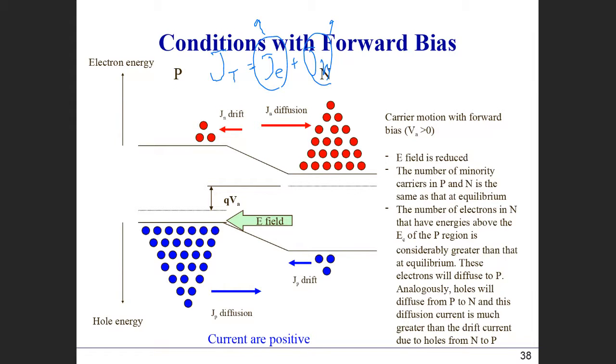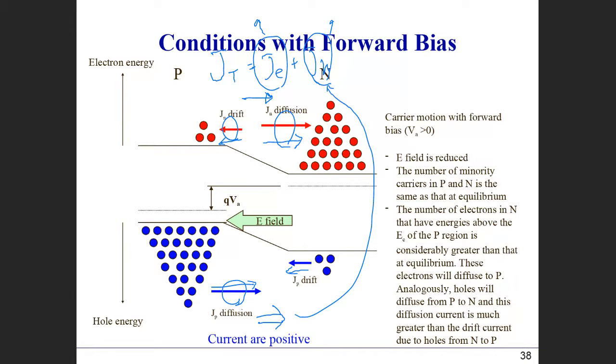So let's say if you look at the electron, drift current is in this direction, diffusion current in this direction. The magnitude of diffusion current is now larger than the drift current. So your total electron current is now in this direction. Same way, if you look at the total hole current, hole diffusion current is in here, drift in here. Diffusion current is larger than the drift current, so your total current is now in this direction. And that represents this hole current.